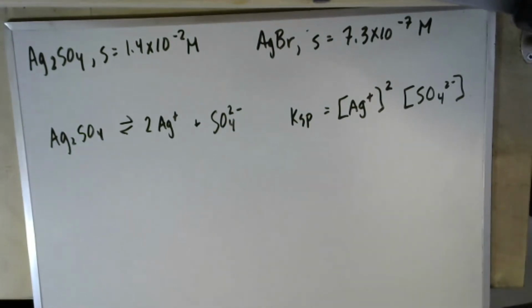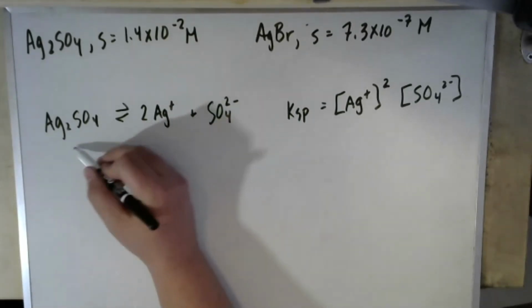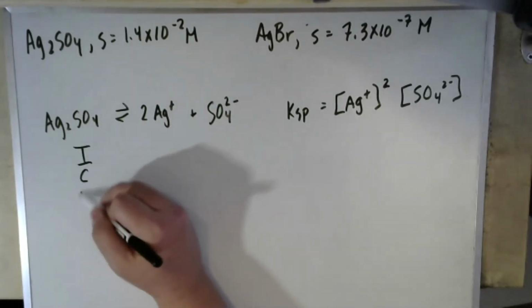Now we're going to use our ice table like we did before. Okay, because we're trying to set up the same scenario. We're just going to have a different unknown this time. Okay, so I'm going to set up the ice table under here again.